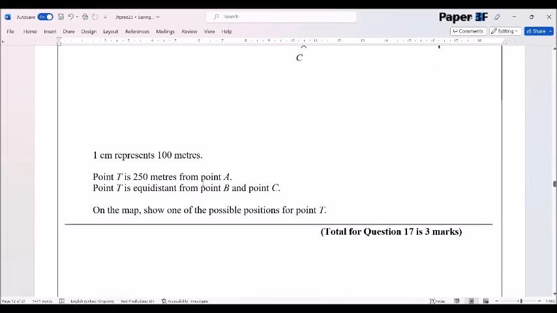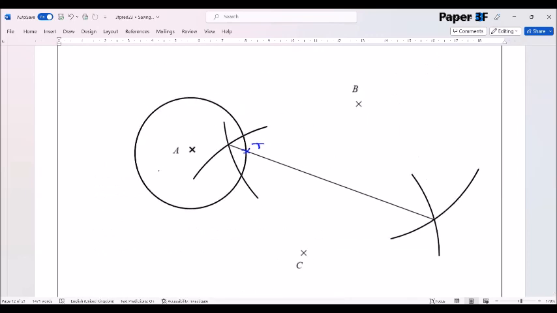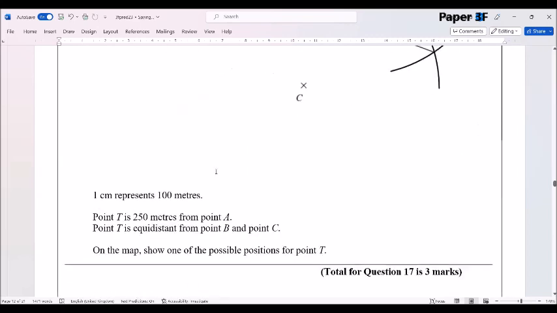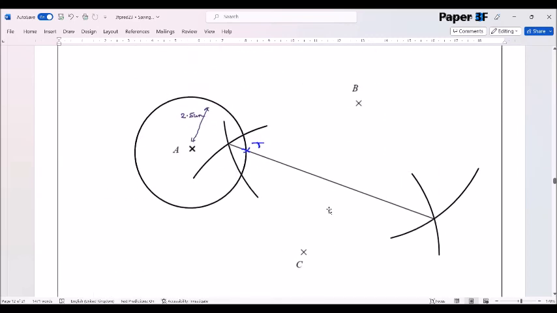So a circle with a radius, well, of 2.5 centimeters. So we're looking here for a radius of 2.5 centimeters. And then the next thing, it says point T is equidistant from point B and point C. So what they want here is a perpendicular bisector of the line that is joining point B and C.